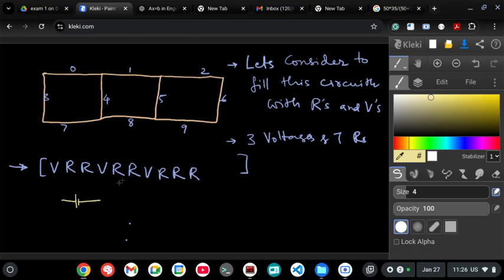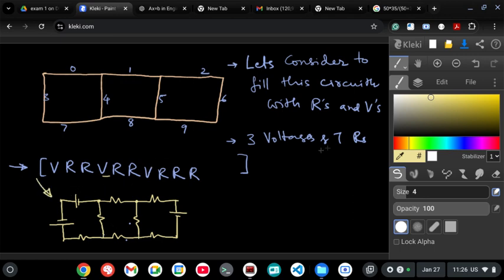The direction, again, I can assume anything. Then at position 1, we have resistance. At position 2, we have resistance. Position 3 is again a voltage. Position 4 is a resistance. Position 5, resistance. And 6 is again voltage. 7, 8, 9 is again resistance. Okay, so like this, we get one circuit.